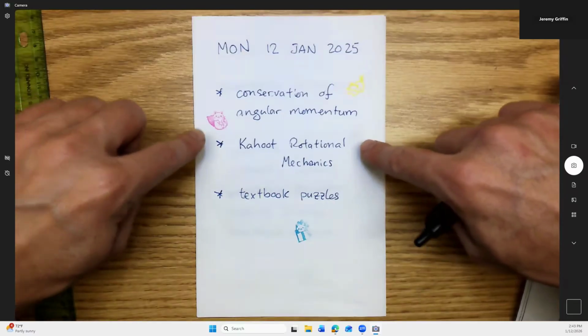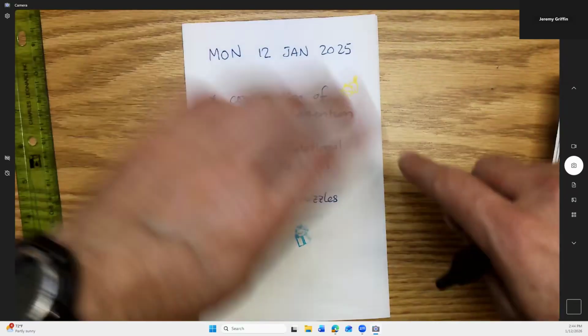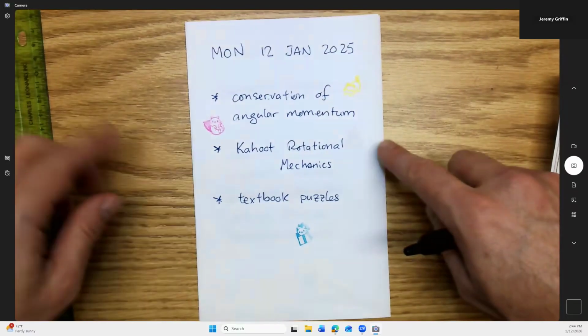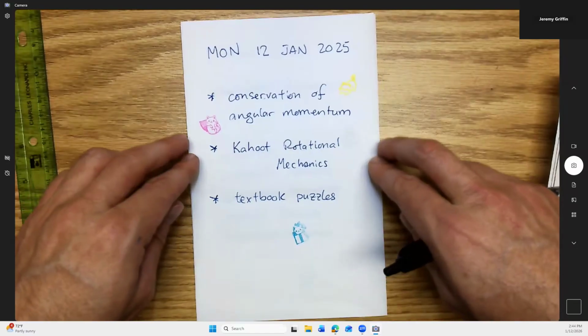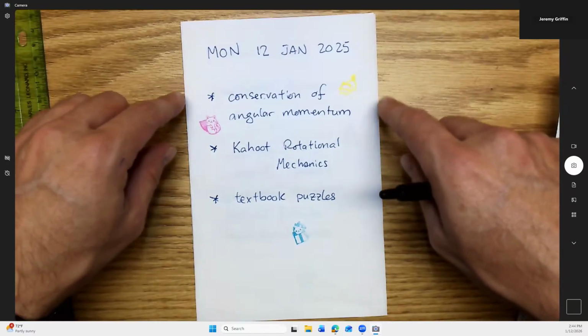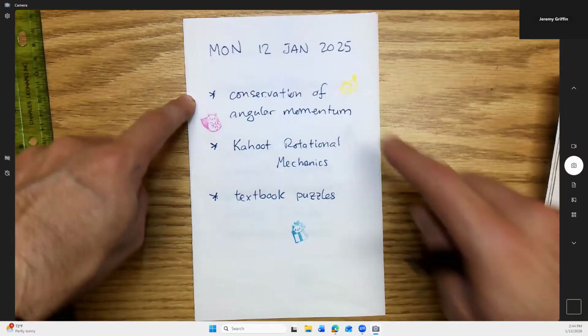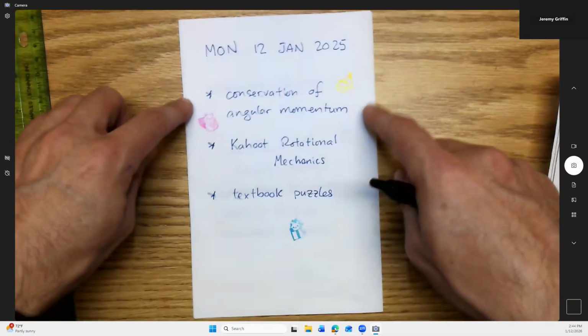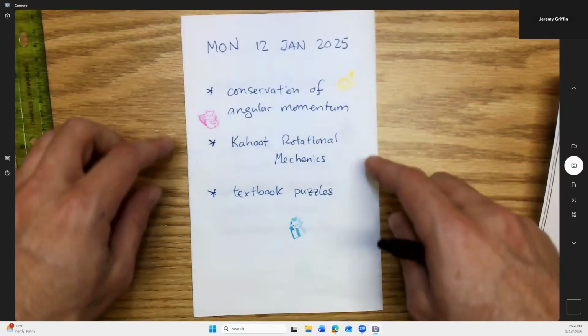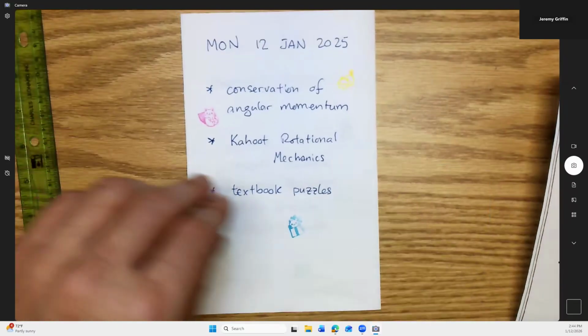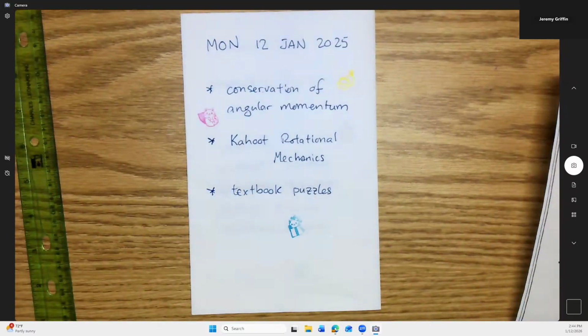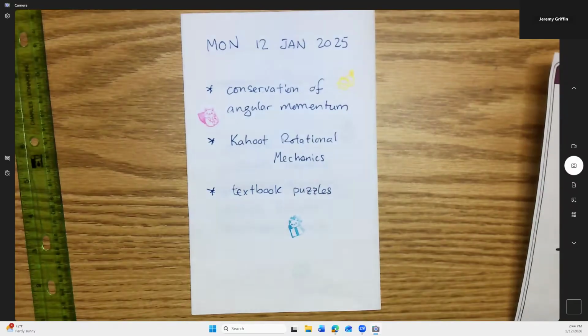So I want to do a Kahoot with you guys on rotational mechanics. I read the questions ahead of time, and we've covered most of the content, but there's one or two questions that deal with angular momentum, which I hadn't quite got to yet. So I'll do a little bit of that with you guys real fast. And if we have some spare time, I'll do some textbook puzzles with you. I still have a lot of content that I want to go over, but it'll have to be the next few days. That's what we're doing.